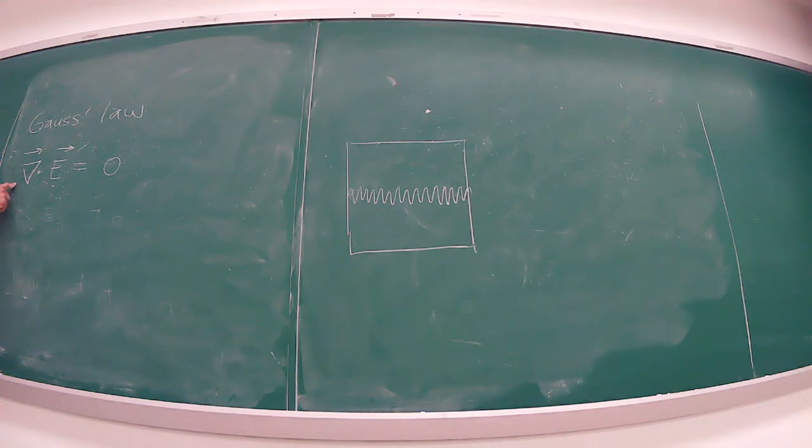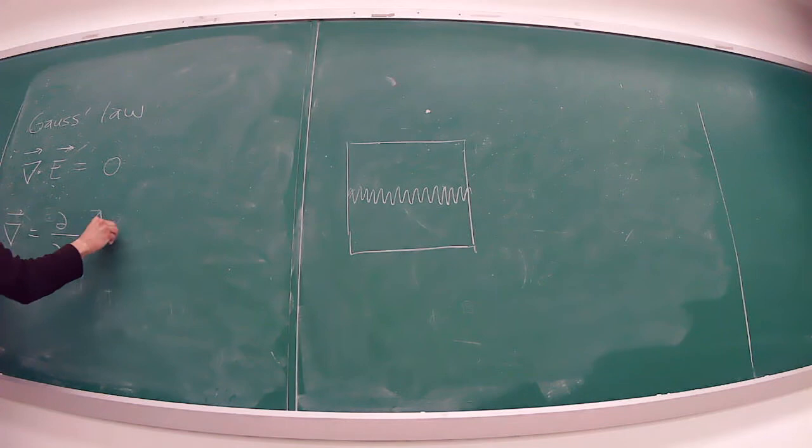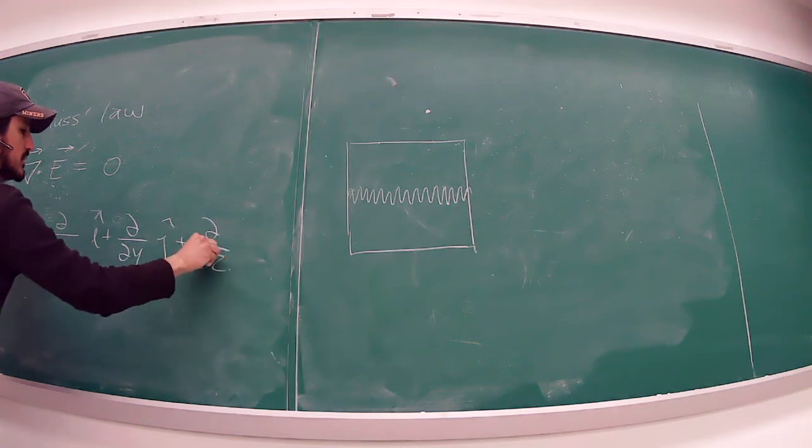Have you seen this guy before? The inverted triangle. What is it? Yeah. So this dude is called Del or Nabla. It looks like a Greek letter, but it's not. It's a made up Greek letter. So it stands for derivative with respect to x in the i direction, plus derivative with respect to y in the j direction, plus derivative with respect to z in the k direction.